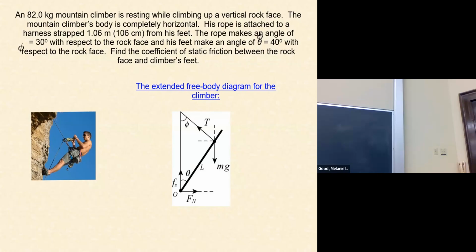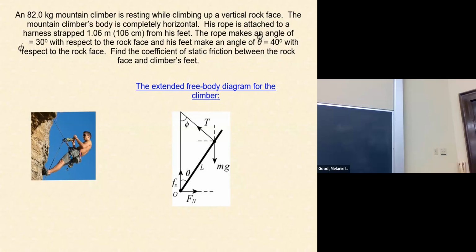I've also defined some angles here. This one between the rock face and the rope, I'm calling phi. This one between the rock face and his feet, I'm calling theta. And this distance from his feet to where he's tied in, we're going to call L. Okay, and that L is given to me, by the way, in the problem statement.